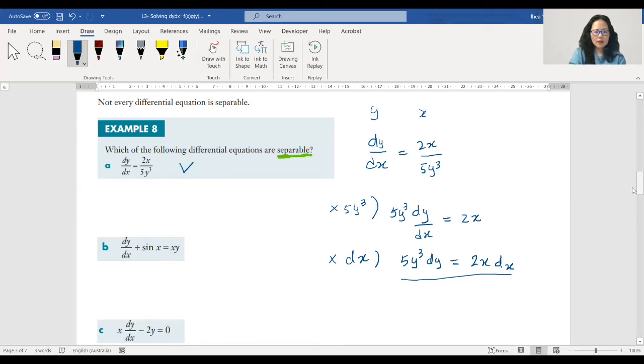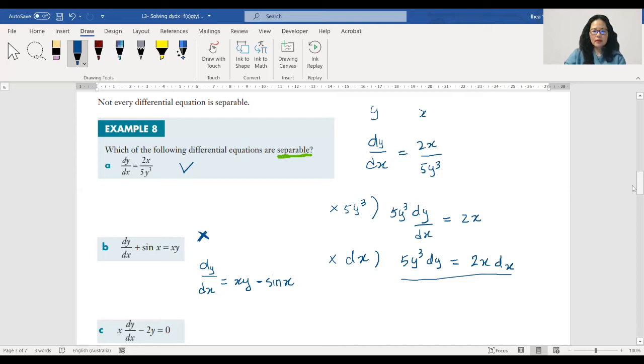Now, part B, when you look at it, okay, so if I put dy/dx equals, I've got xy, it was there on the right hand side, minus sine x. Now, I cannot really separate this because it's got two terms here. Okay, the only time you can separate is when one term is on the left hand side and one term is on the right hand side. So, no, it's not separable.